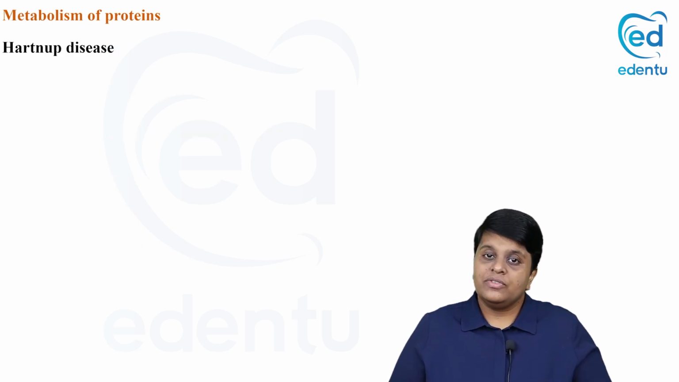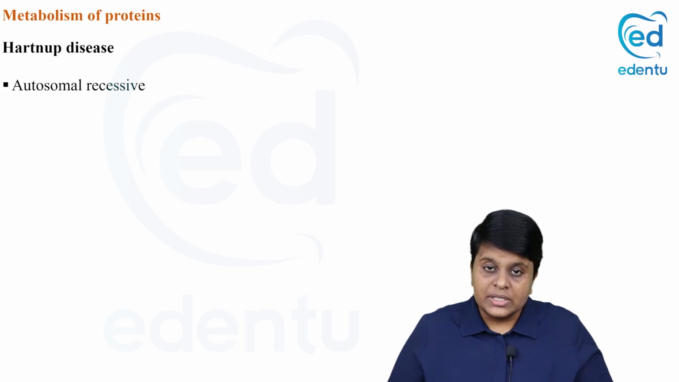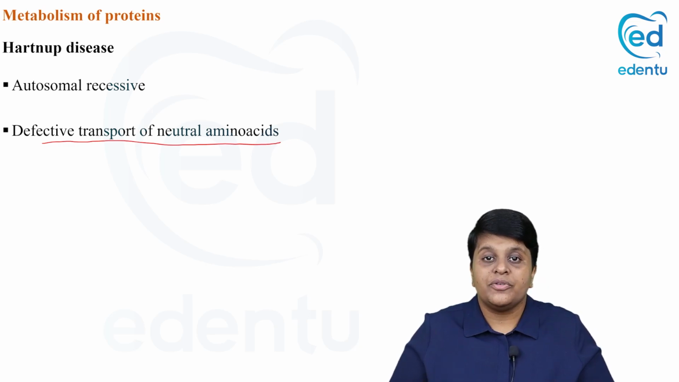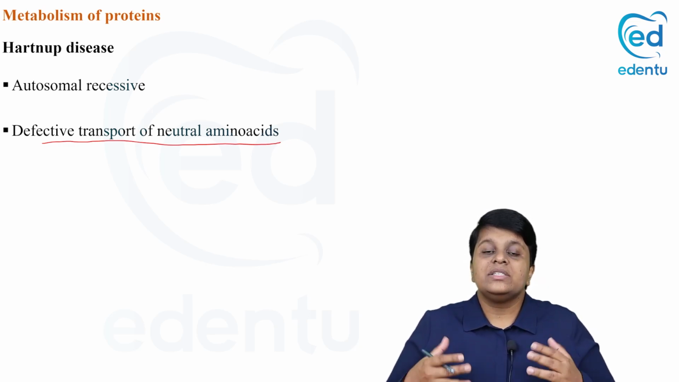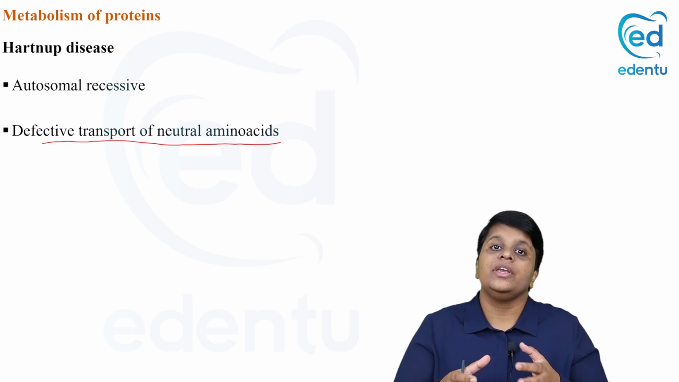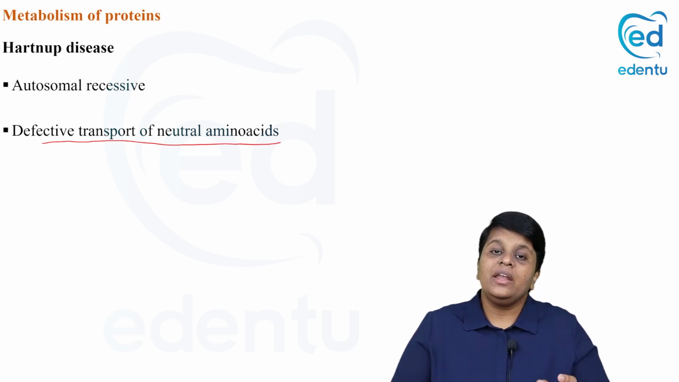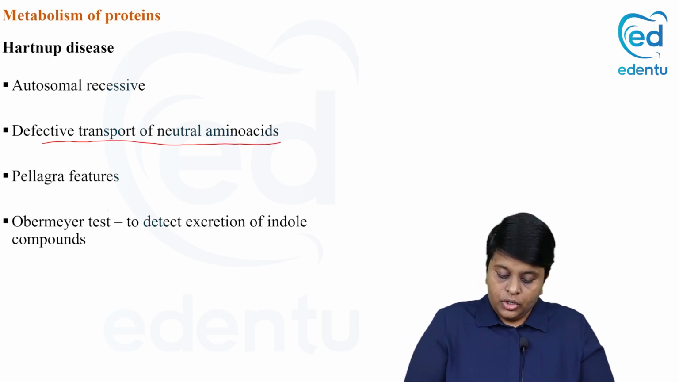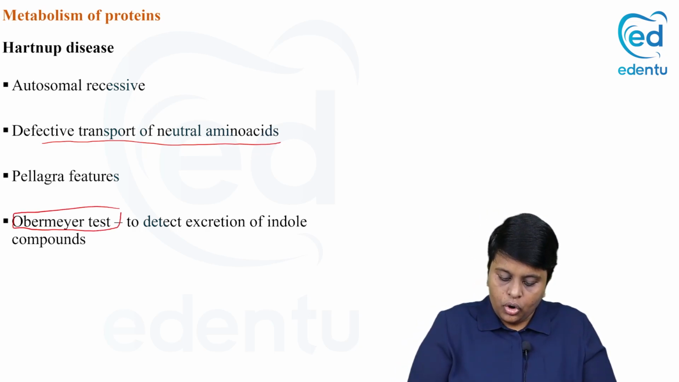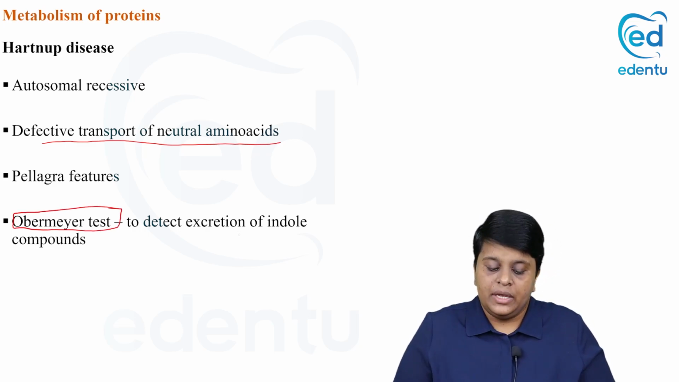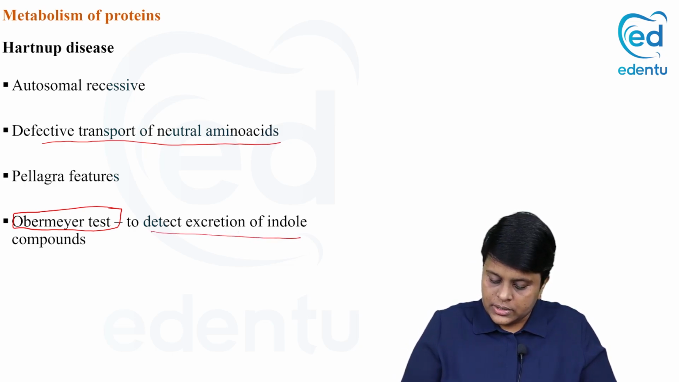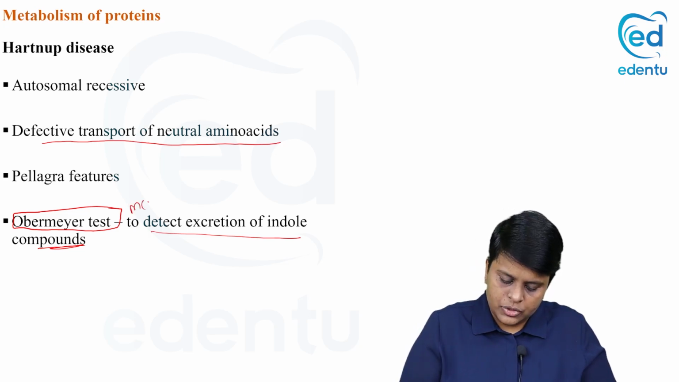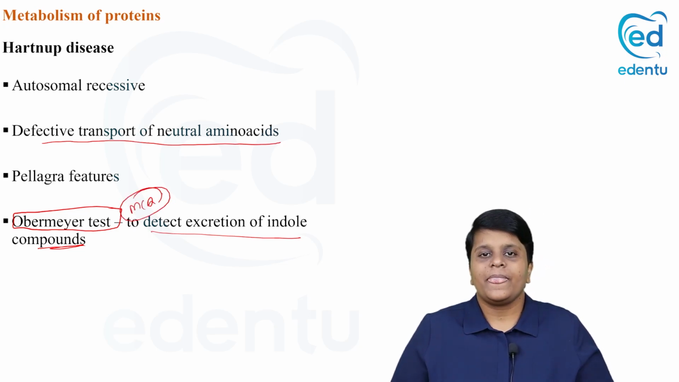The Hartnup disease, which we have already seen, is an autosomal recessive disorder which is because of a defective transport of neutral amino acids, and tryptophan is one of the amino acids. So as a result, tryptophan absorption is defective, and here again you have niacin deficiency and pellagra-like features which are present. Okay, and here you have another test which is done, Obermeyer test. Obermeyer test is done in Hartnup disease to detect the excretion of indole compounds. So Obermeyer test, it's a commonly asked MCQ question.